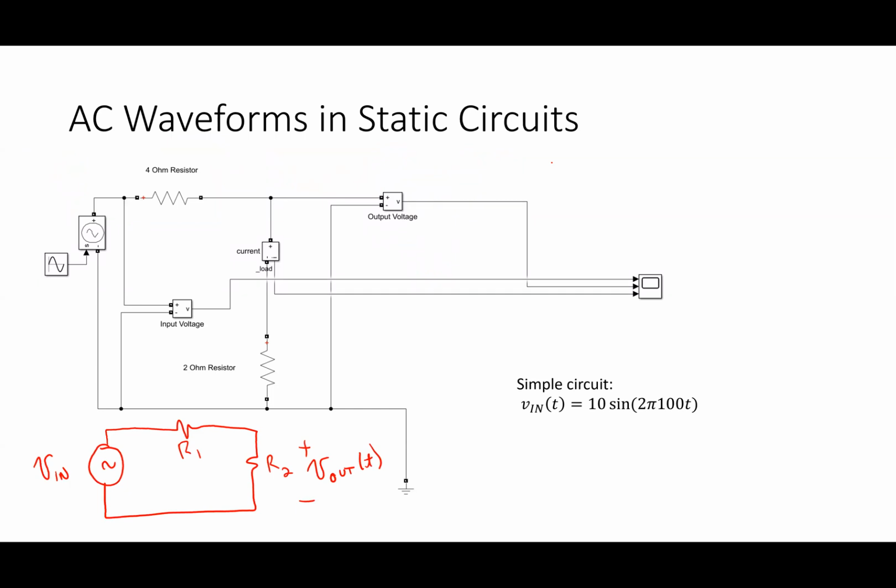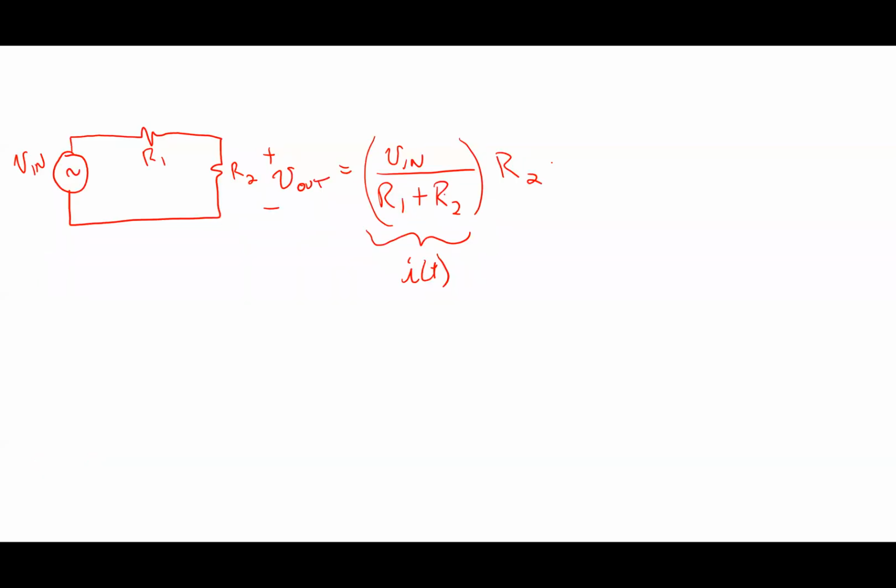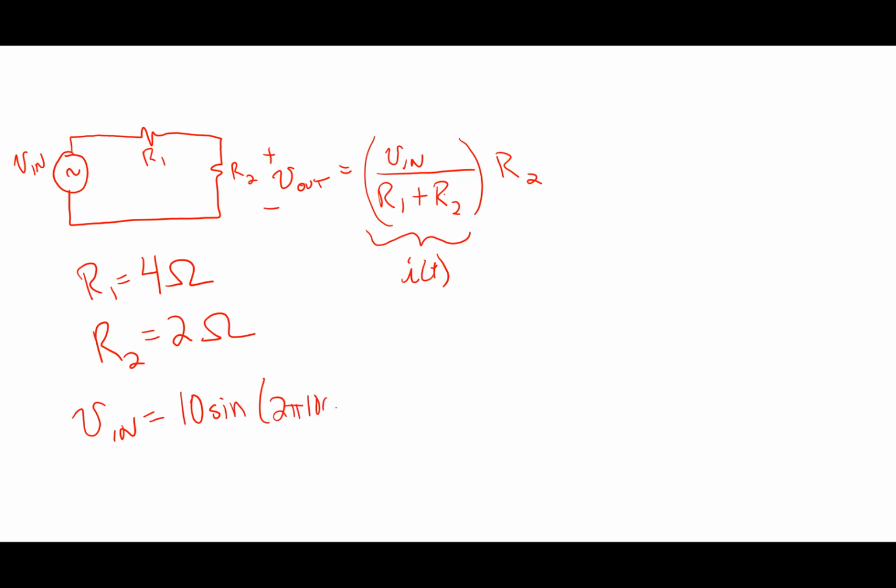I have a 4 ohm resistor. So R1 is 4 ohms. R2 is 2 ohms. Okay. So R1 is 4, R2 is 2 ohms. And I said that V in is equal to 10 sine 2 pi 100t. So basically what that says for me here is I have R2 is 2.